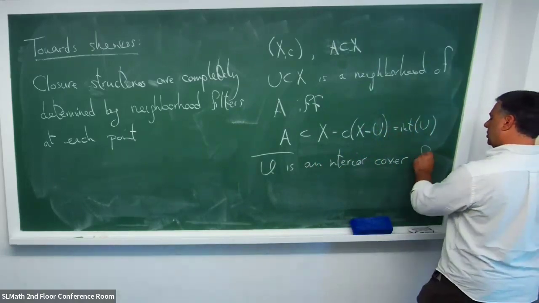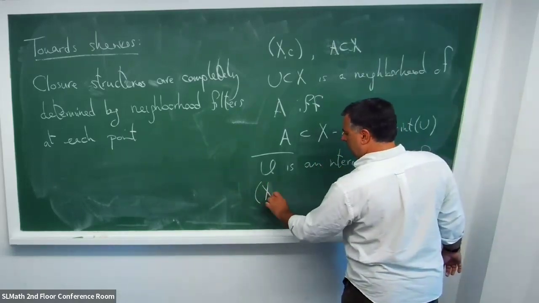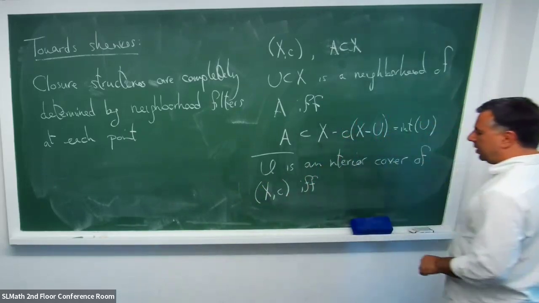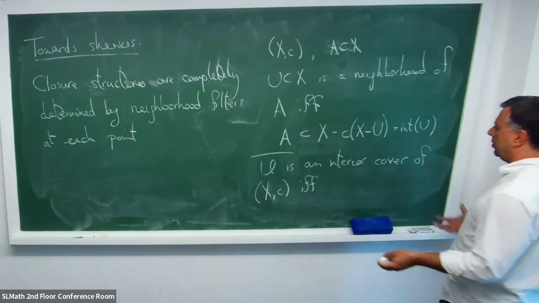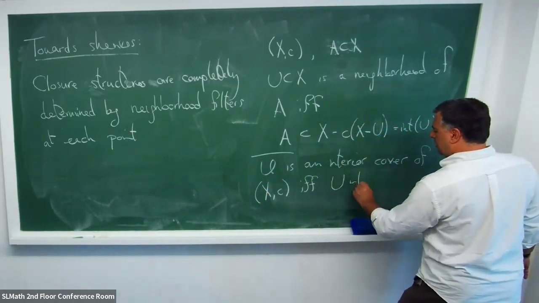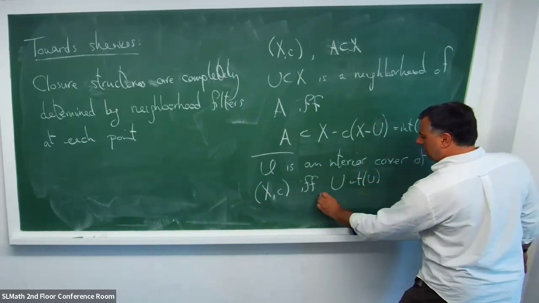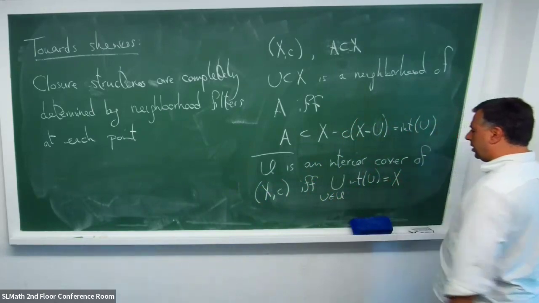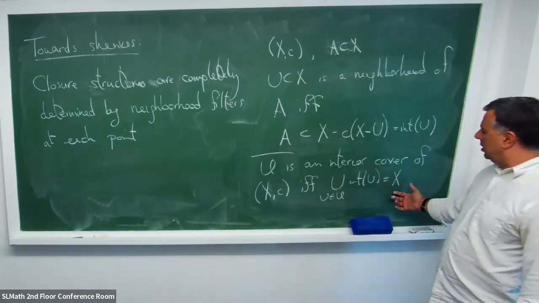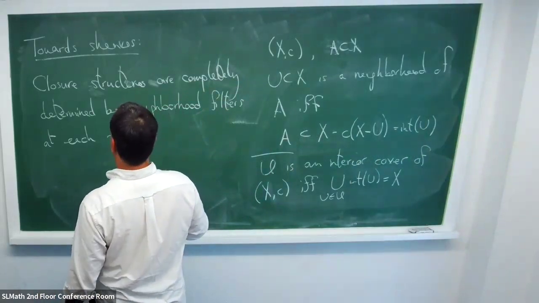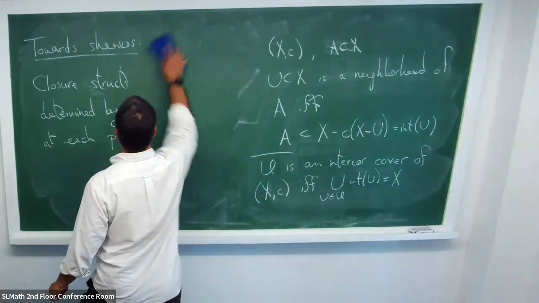A collection of sets is an interior cover of X if and only if what? What I expect: the union of the interiors of these sets covers the space. Let's do a couple of examples there because it's instructive.